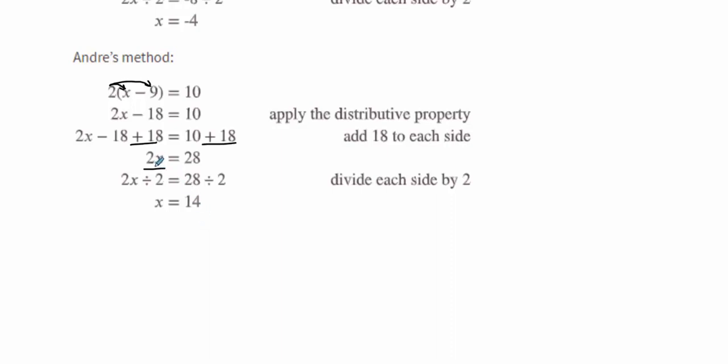Then Andre divided each side by 2. Since he's multiplying x by 2, he divided by 2 and got x. 28 divided by 2 is 14. So it looks like Andre did this problem correctly.